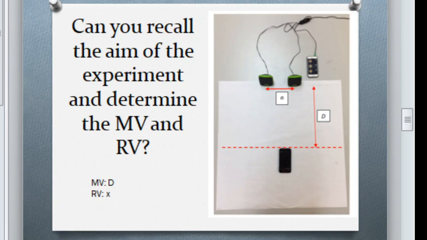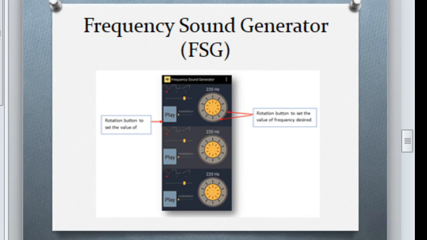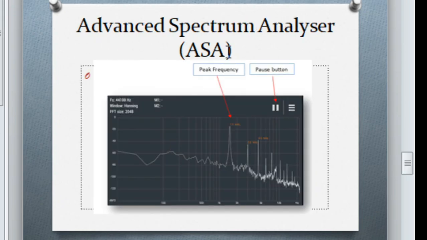This is how we will arrange our apparatus. There are 2 smartphones and 1 speaker. But on Tuesday, I want you to bring 3 smartphones for one group, and please install the free Frequency Sound Generator app into your smartphones. What is the function of the FSG, the audio signal or sound generator? It has 3 oscillators which generate 3 waveforms, with an oscillation range from 20 Hz to 20 kHz. It will produce whatever frequency you desire. Next, you need to install the Advanced Spectrum Analyzer or any spectrum analyzer.